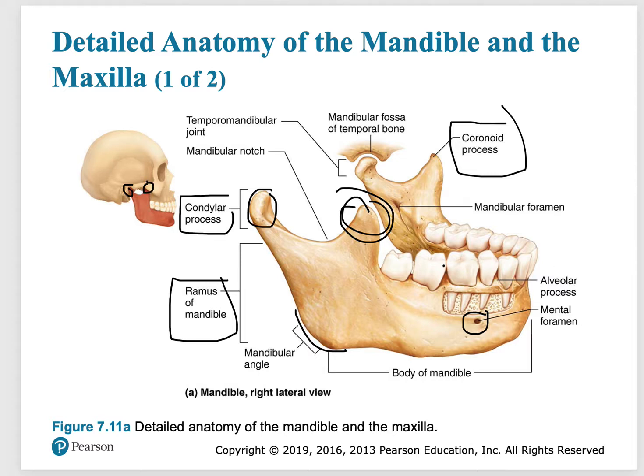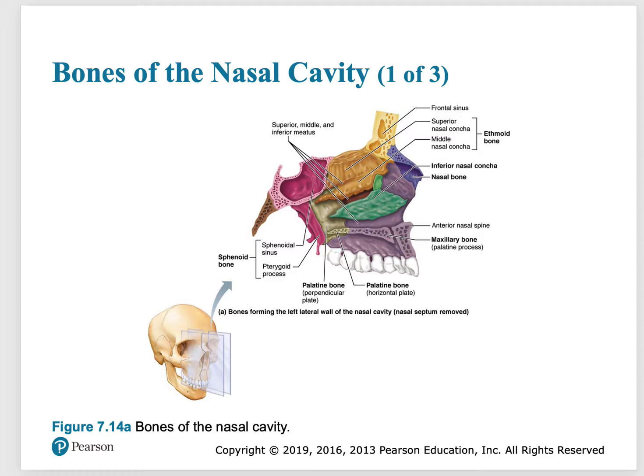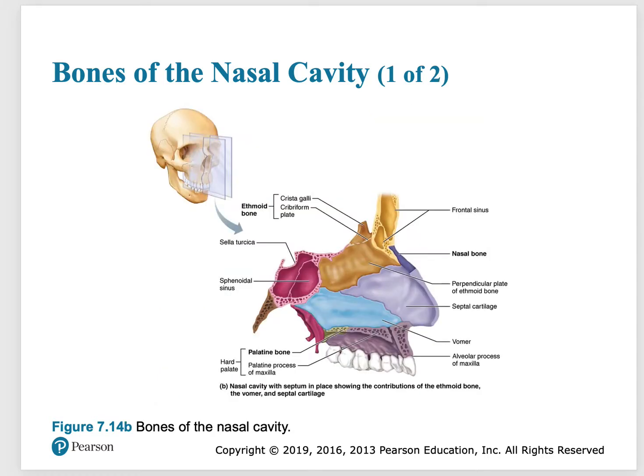So just kind of a closer up view of the mandible. I probably won't label too many of these, maybe the mental foramen, kind of knowing that, and then the condylar and coronoid processes. All right, some bones of the nasal cavity, and kind of skip through that.